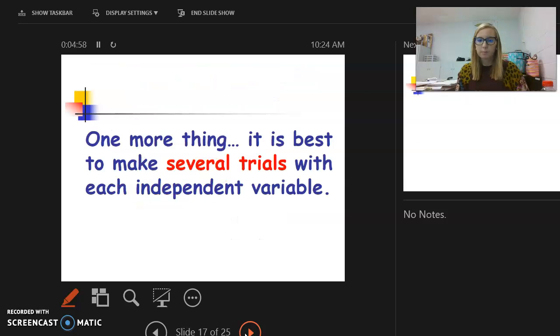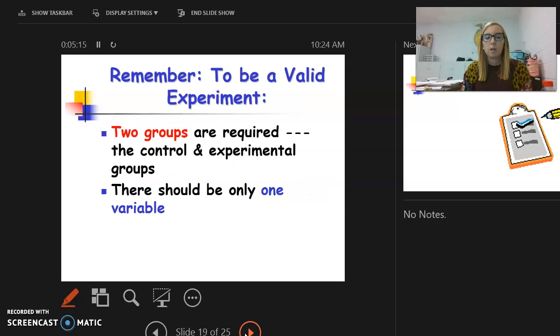One more thing: it's best to make several trials with each independent variable. Sometimes maybe you'll get stuck in traffic, or maybe you'll have to wait longer to leave, or maybe you don't get released from school at the same time. So it's better to do it several times. Remember, to have a valid experiment, 2 groups are required: the control group and the experimental group. And there should always only be one variable.